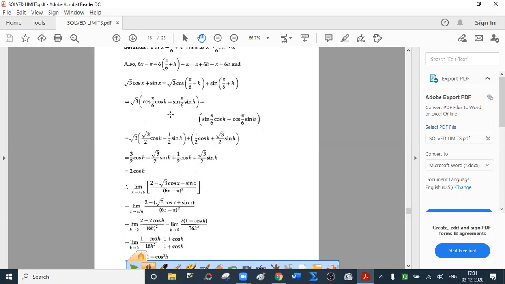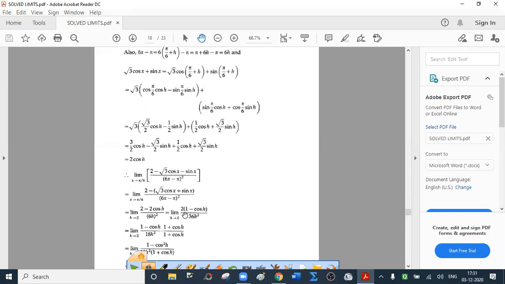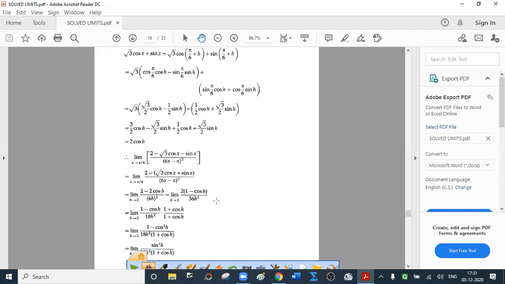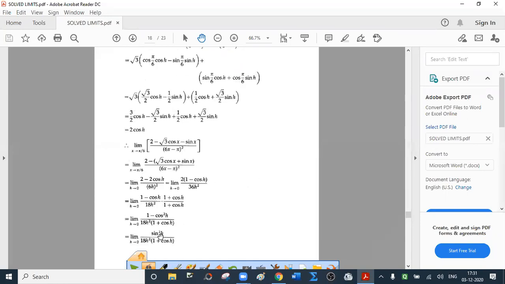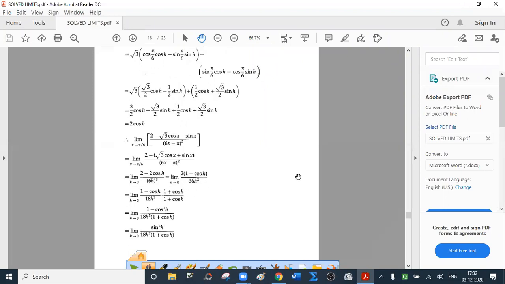In fact, I have told you that sin of alpha plus beta, cos of alpha plus beta formulae are used. Now, 2 into (1 minus cos h) upon 36h square. If you have 1 minus cos, multiply numerator and denominator by 1 plus cos. So that gives me 1 minus cos square, that is sin square in the numerator. Now sin square h upon h square is square of sin h upon h. One more option is replace 1 minus cos h by 2 sin square h by 2. But it is better that you multiply by 1 plus cos h.